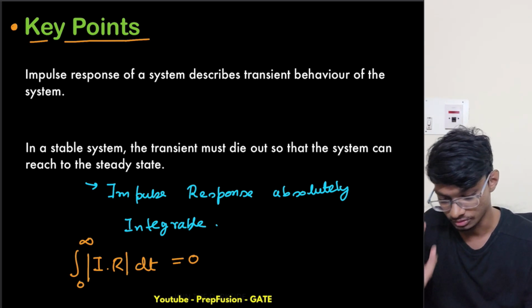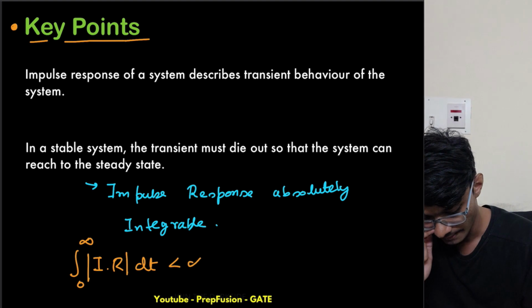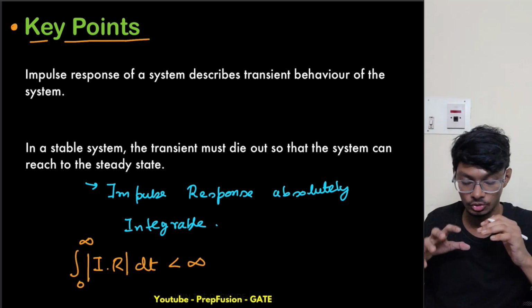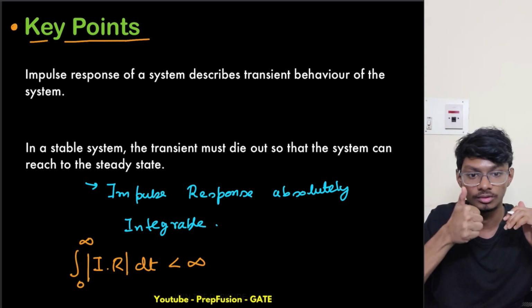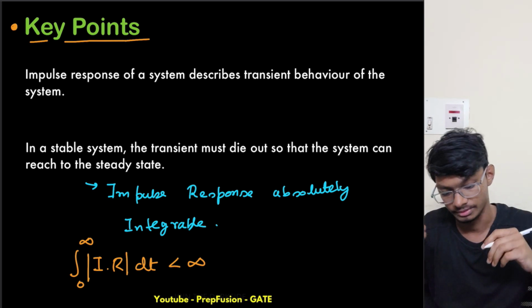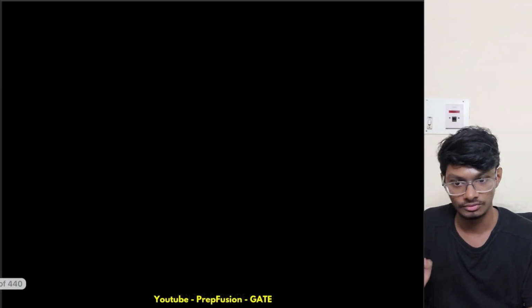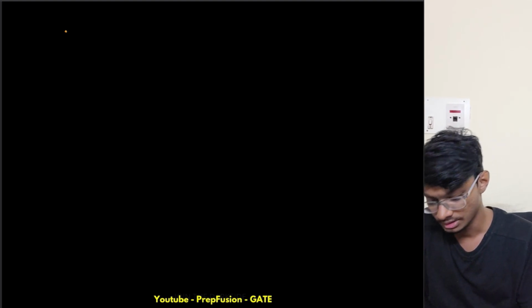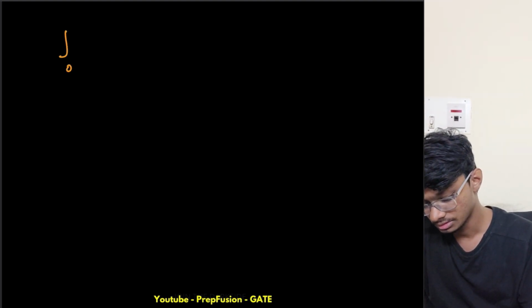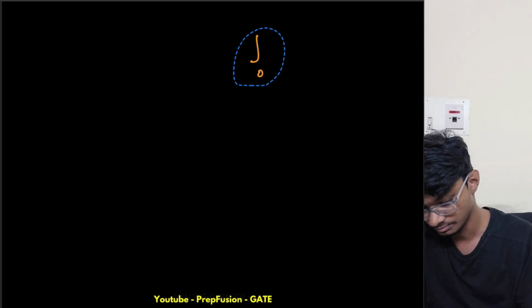If this condition is not equal to 0, sorry, I mean this is less than infinity, right? It should be absolutely summable, basically absolutely integrable, then my system will be stable. Okay, so this is one thing. And what was the other thing? The other thing was basically the trick that we use, that the integration of the impulse response is equal to my step response.